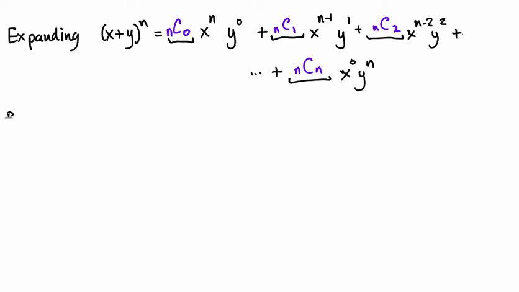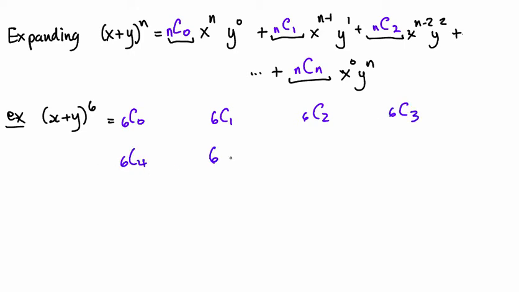First of all, I want to try a couple of examples, or at least one example here. What if I have x plus y to the 6th? What does the expansion look like? Well, the coefficients, I do them first, so I'm just going to do all the coefficients. I'll do them in blue. I have 6 choose 0, then I'll have 6 choose 1, then I'll have 6 choose 2, then I'll have 6 choose 3, 6 choose 4, 6 choose 5, and 6 choose 6.